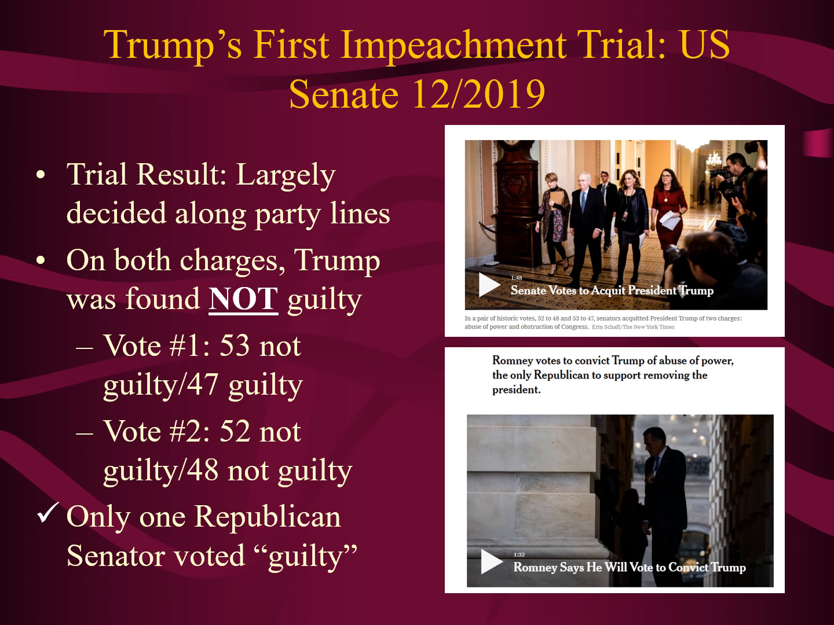There was one Republican senator, I should say, who voted to determine that President Trump was guilty of abuse of power, and that was Mitt Romney. However, President Trump was impeached, but he was not found guilty.